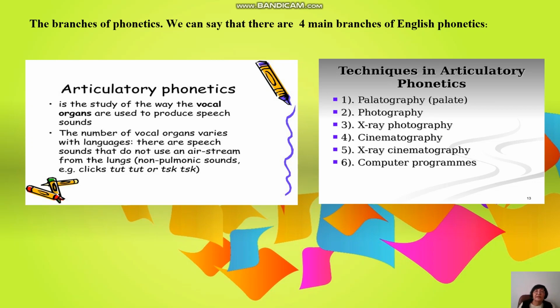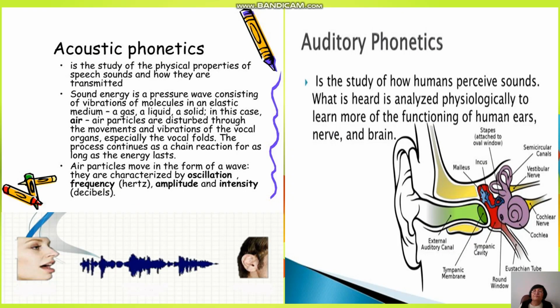First, articulatory phonetics. As you know, articulatory phonetics studies the way the vocal organs are used to produce speech sounds. Acoustic phonetics is the study of the physical properties of speech sounds and how they are transmitted. Auditory phonetics is the study of how humans perceive sounds. What is heard is analyzed physiologically to learn more of the function of human ears, nerves, and brain.